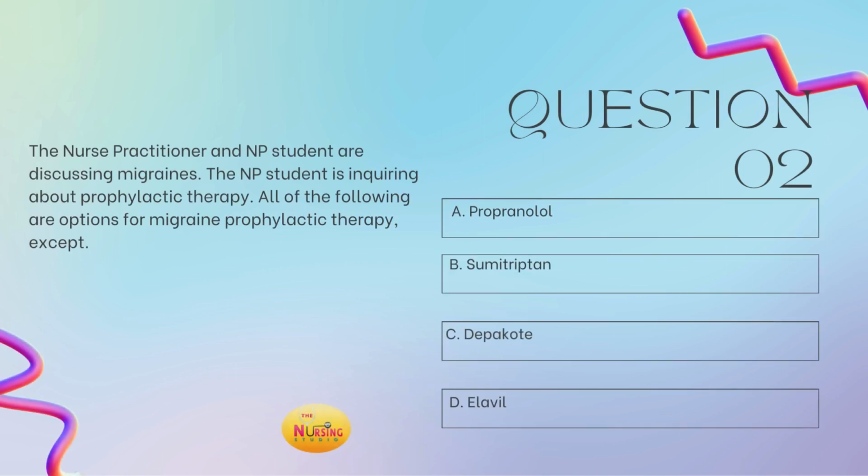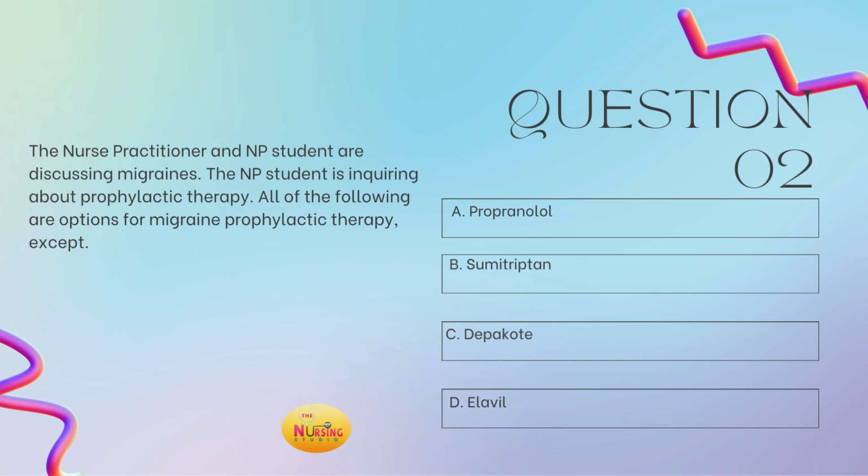All right. Question number two. The nurse practitioner and NP student are discussing migraines. The NP student is inquiring about prophylactic therapy. All of the following are options for migraine prophylactic therapy, except is it A, propranolol, B, sumatriptan, C, Depakote, or D, Elavil? Take a moment and tell me what you got, you guys.